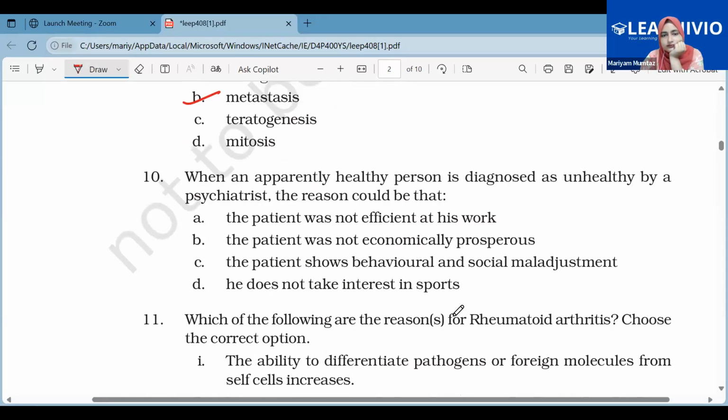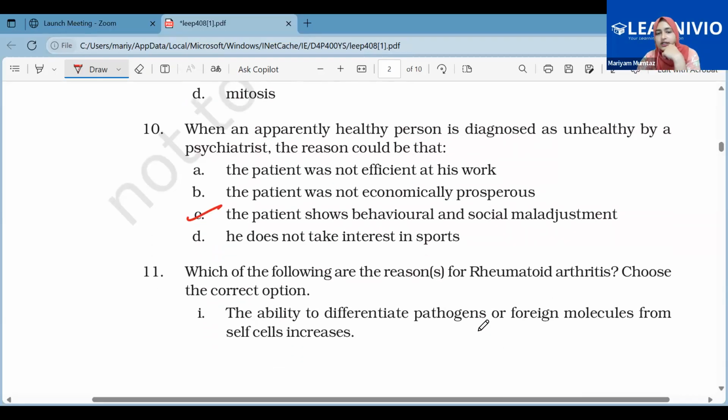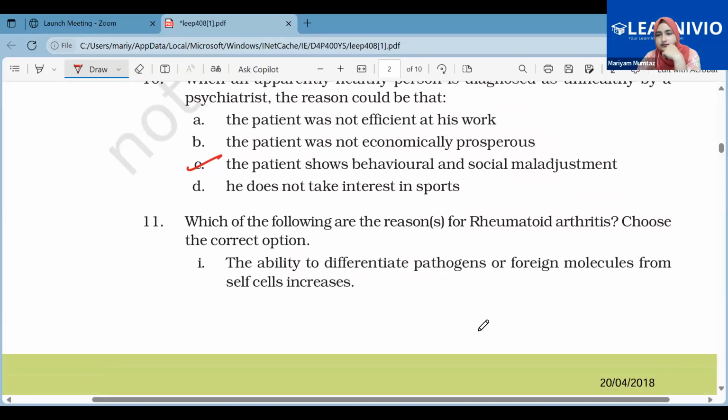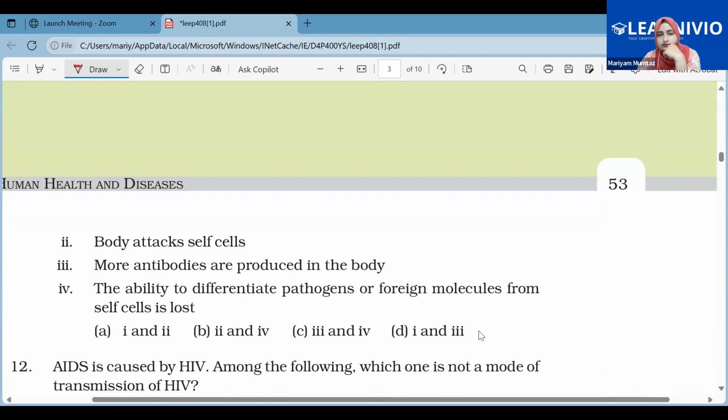Question number C. Which of the following are the reasons for rheumatoid arthritis? D. First and second. First and second. I mean, first and third. First and third. D. Option D.